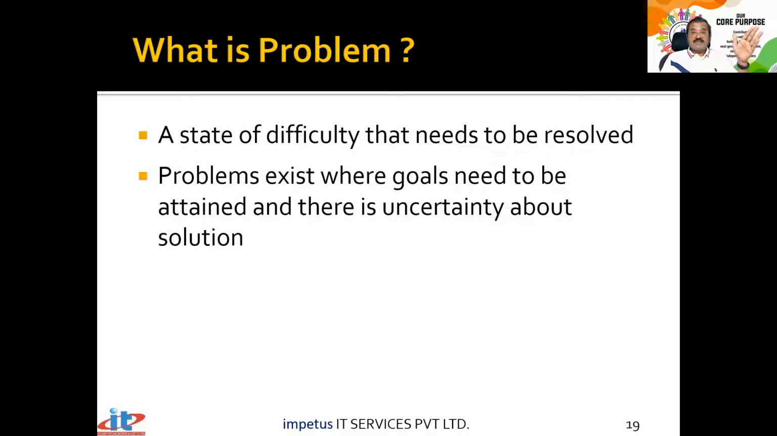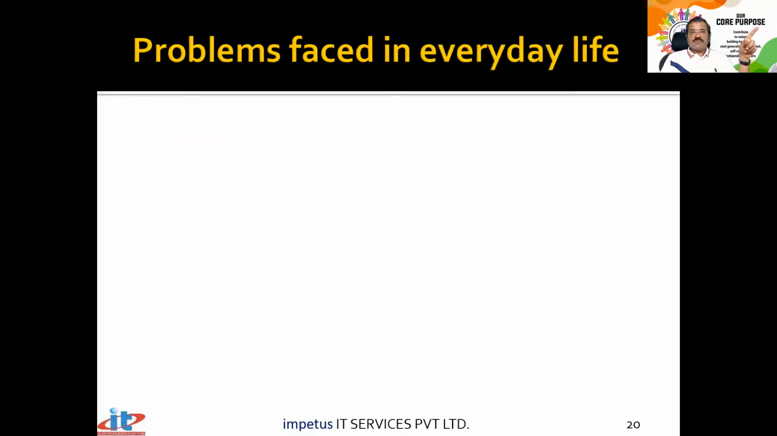So a problem exists where a goal needs to be attained. We have some goal. I need to get distinction in college. If I have to have a CGPA score of more than 9, so there is a goal, correct? But then there is uncertainty as to how I can achieve that particular goal. So there exists a problem. And where there is a problem, there is a solution. There are step-by-step operations that you need to do so that you can achieve that particular goal.